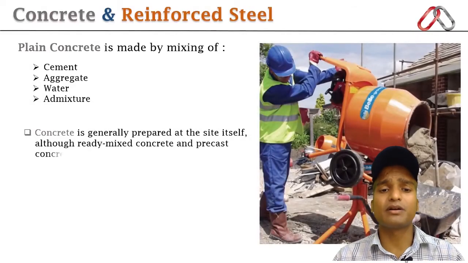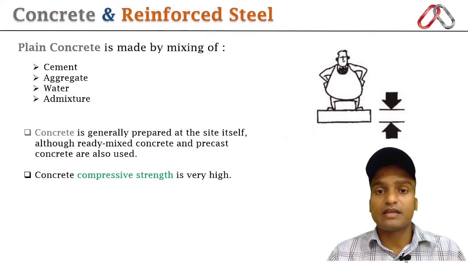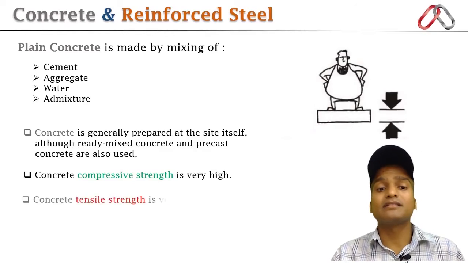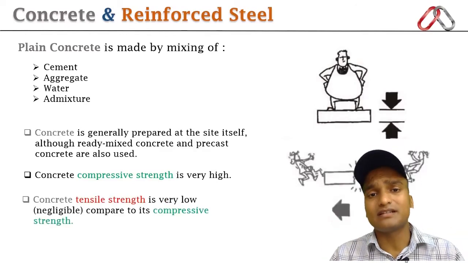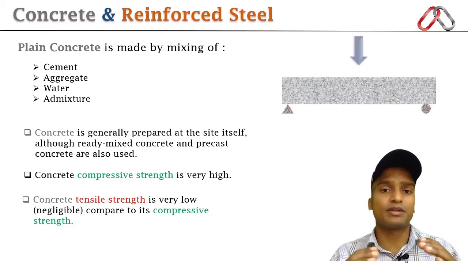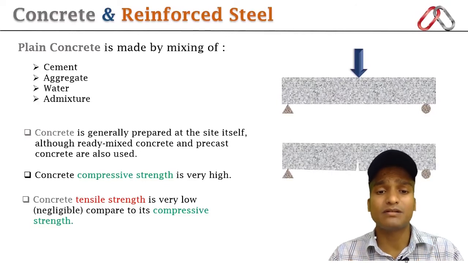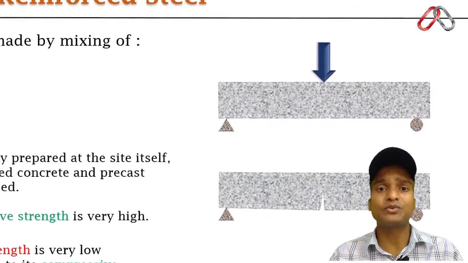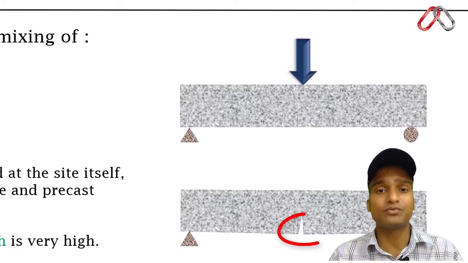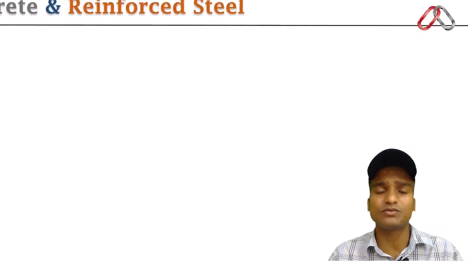Concrete is generally prepared on the site itself. The concrete compressive strength is very high, as we have discussed, but on the other hand, the tensile strength is almost negligible. So if we load a plain cement concrete, in which there is no reinforcement, what happens? Cracks become visible very easily, and that too of higher magnitude. It becomes very easy to break these concretes into pieces.